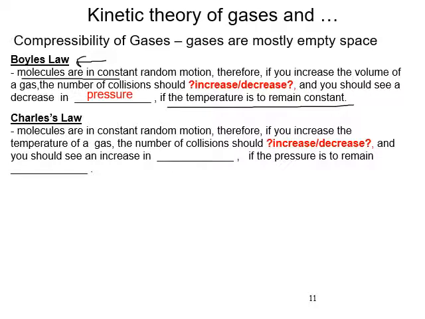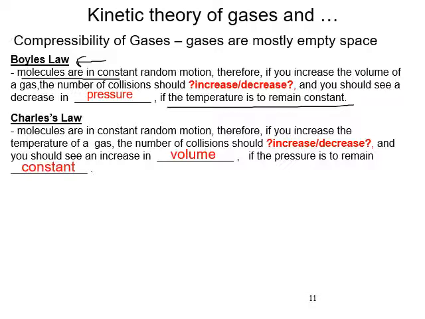In Charles's law, molecules are in constant random motion. So if you increase the temperature of a gas, the number of collisions should increase, and you should see an increase in volume if the pressure is to remain constant.